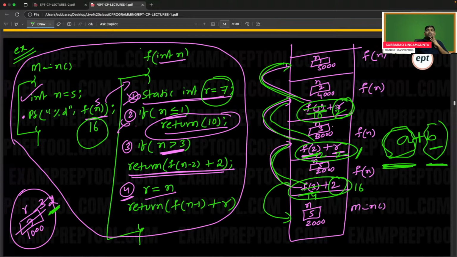Is it okay? Bro, is it okay? Yes. The answer for this one is 16. Will you agree? The answer for this problem is 16.